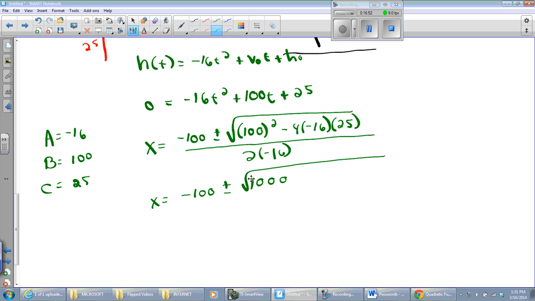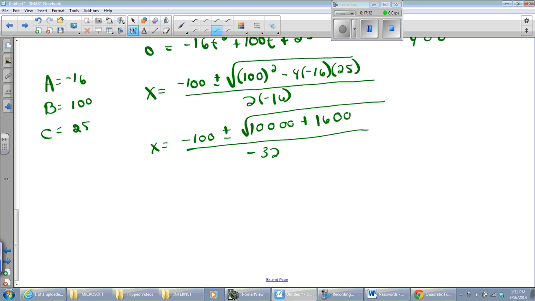All right, so we're going to simplify as best we can, get negative 100 plus or minus the square root of 10,000 plus 4 times 25, which would be 100, 400, 1600. Did I do that right? I think so. 25 times 16 should be 400, right? Yep, 400. And if I double 400, yeah, 800, 1600. There we go. All right, and that's all over negative 32.